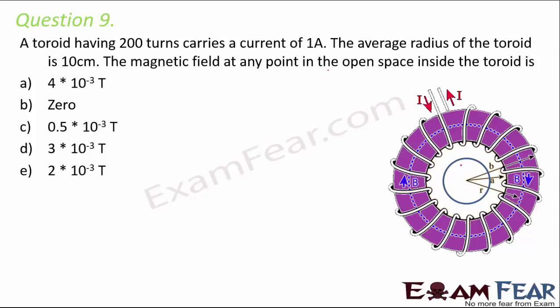Okay, so now if you talk about the open space inside the toroid, if you take an amperian loop anywhere inside, the net current enclosed by that loop is 0. Therefore, as per Ampere's circuital law, which says B dot dl is equal to mu naught into total current enclosed. So the total current enclosed by any amperian loop anywhere inside the toroid is 0. So therefore, the net magnetic field will also be 0. So correct option is B.